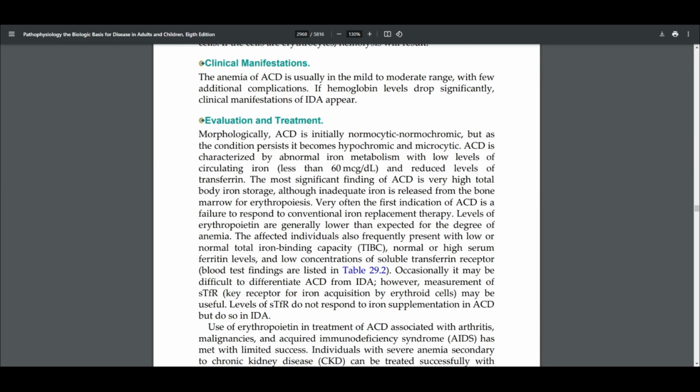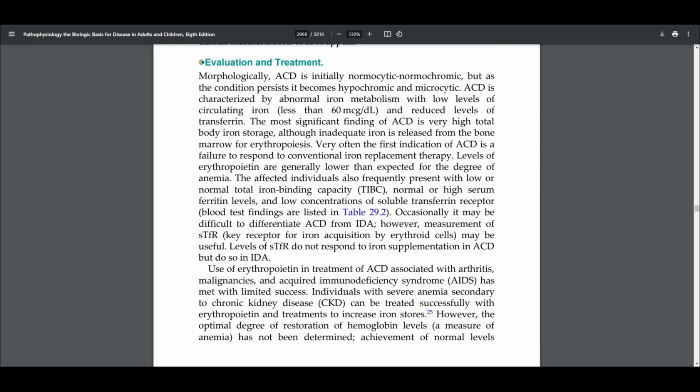So, clinical manifestations. The anemia of ACD is usually in the mild to moderate range, with few additional complications. If the hemoglobin level drops significantly, clinical manifestations of IDA will appear. So, our evaluation and treatment, therefore, morphologically, ACD is initially normocytic normochromic, but as the condition persists, it becomes more hypochromic and microcytic. ACD is characterized by abnormal iron metabolism with low levels of circulating iron and reduced levels of transferrin.